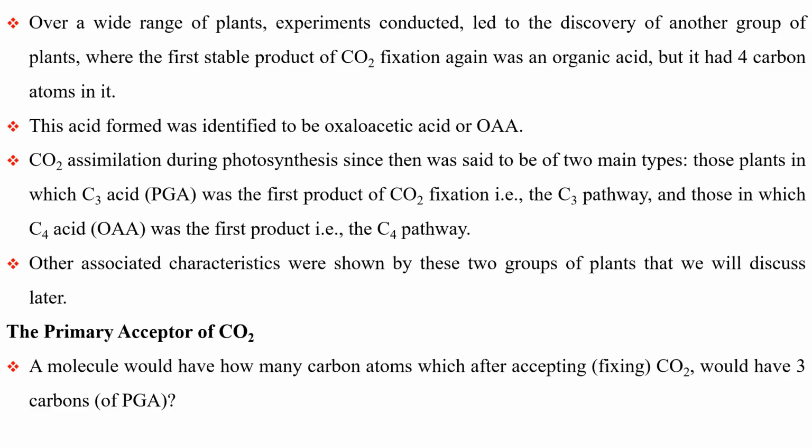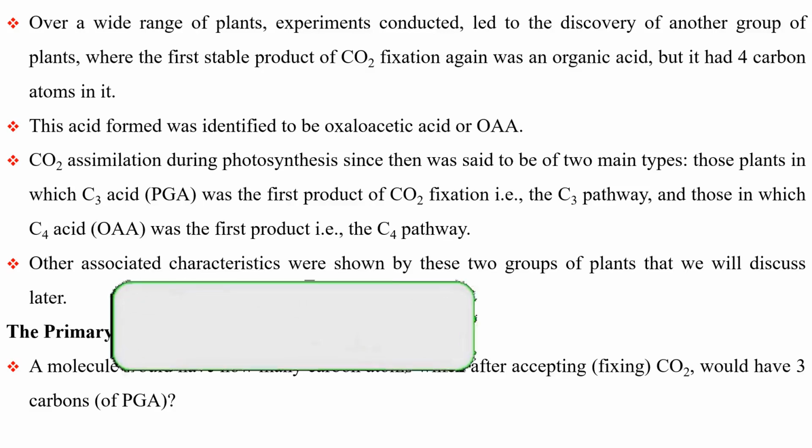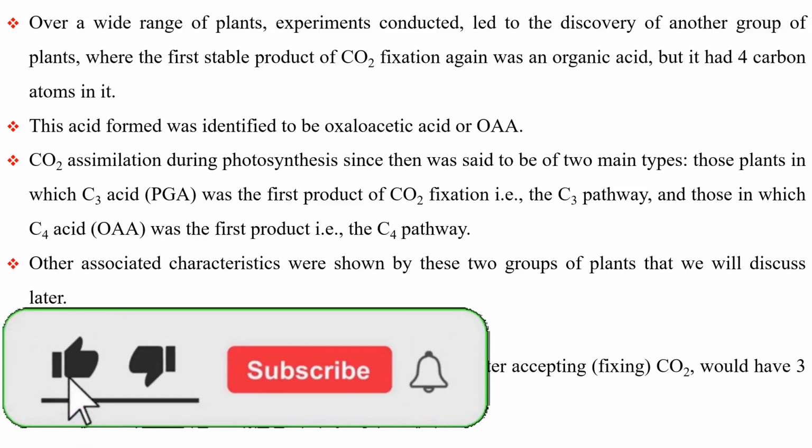Carbon dioxide assimilation during photosynthesis since then was said to be of two main types: those plants in which C3 acid was the first product of carbon dioxide fixation, that is, the C3 pathway, and those in which C4 acid was the first product, that is, the C4 pathway. Other associated characteristics were shown by these two groups of plants that we will discuss later.